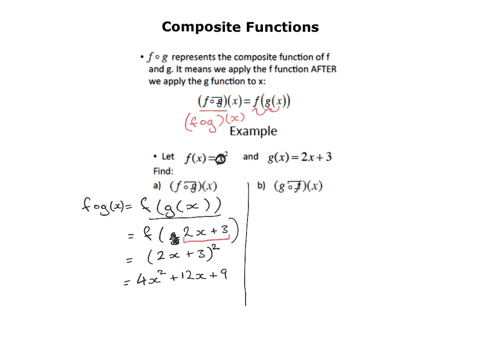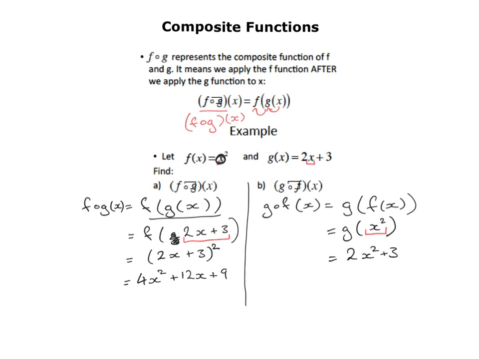Now, question B. Now it's the other way around. Sorry about the notation. It should be GOF of x equals g of f of x, again I always write that line, which equals g of, what's f of x? Oh, it's x squared, which equals, so I just get 2x squared plus 3, because we put this x squared where x is in g, so it becomes 2x squared plus 3.